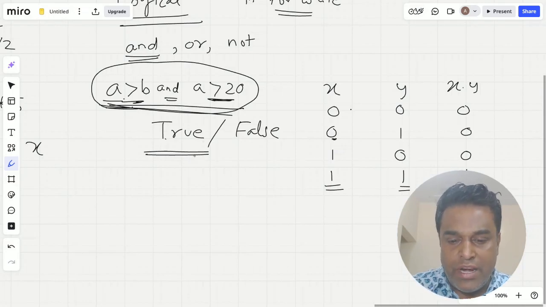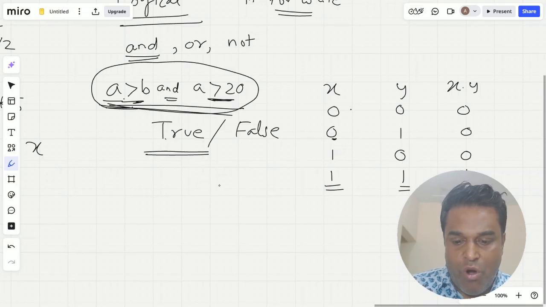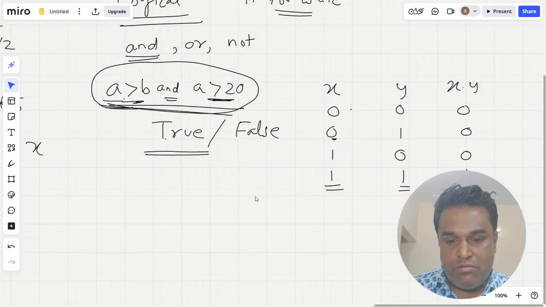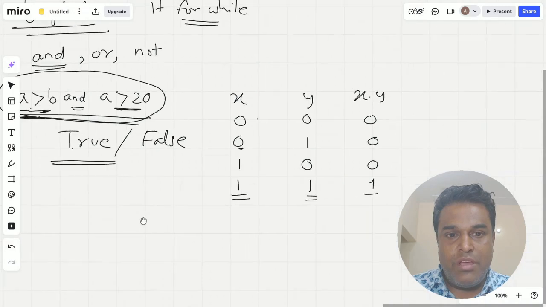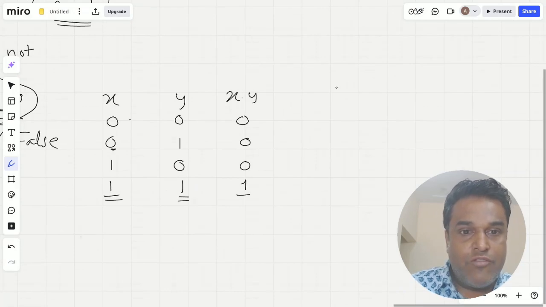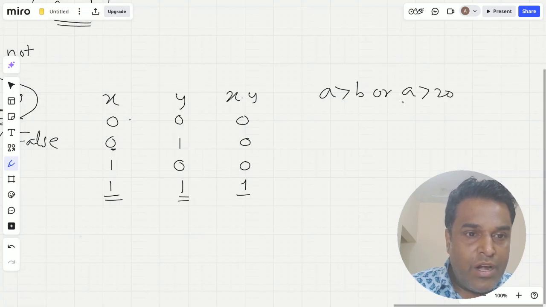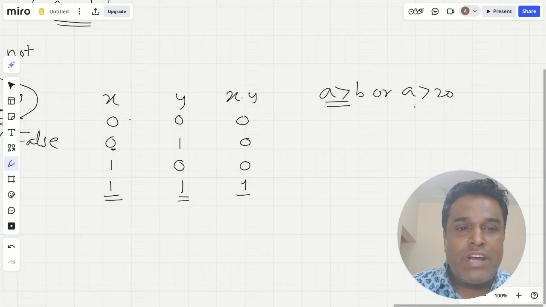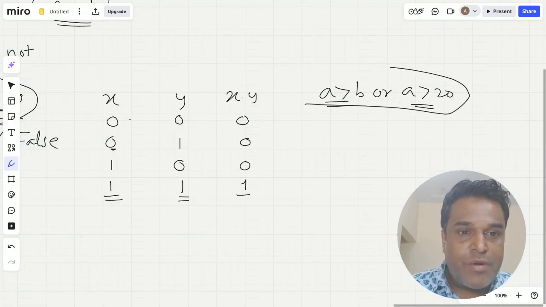Now, similarly, what we have is the or. It will be like this. Similarly, we have or, and it will be like A greater than B or A greater than 20. So what does this mean? This means either of the conditions should be true. If this is true and this is false, still the entire expression will become true.